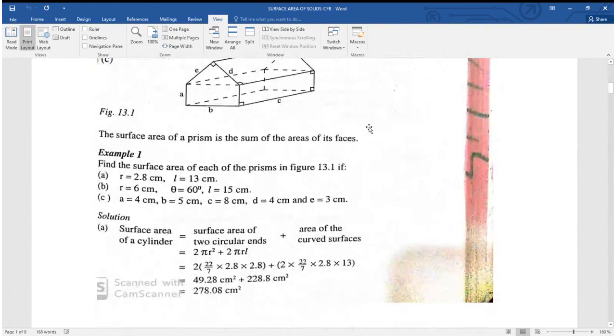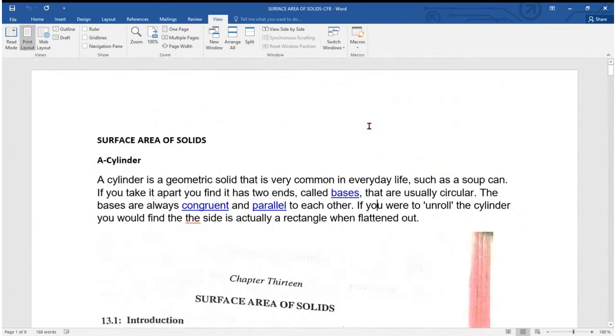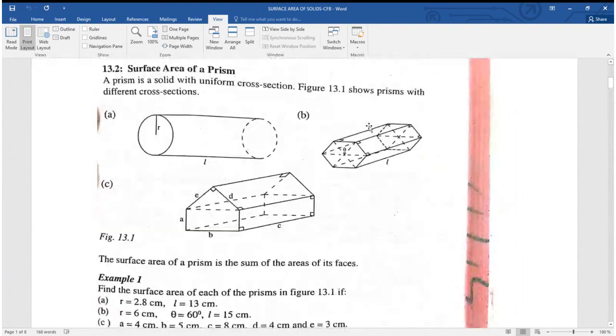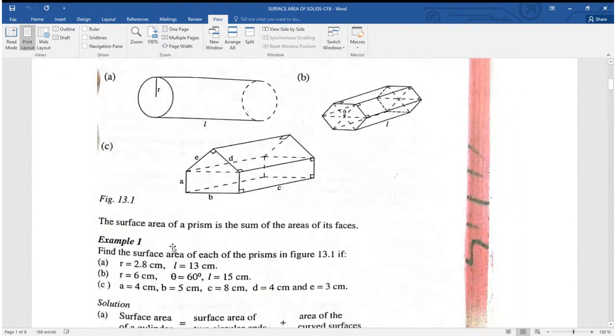So let me now take you to that's a cylinder. So in this example here, we can see we are being told to find the surface area of each of the following prisms. Now, a cylinder cannot always be defined as a prism, because when you come to a prism, we'll see something that is a bit different. So some definitions tell you that a cylinder is a prism, but it is not a prism as such. So we are told here the radius is 2.8 centimeters, and the length here is 13 centimeters.